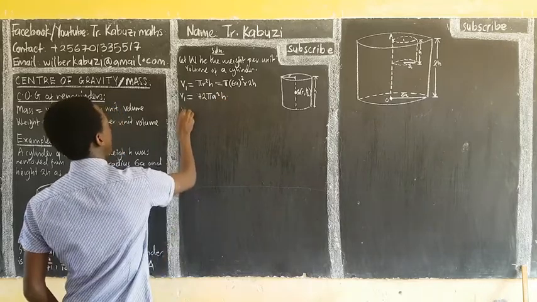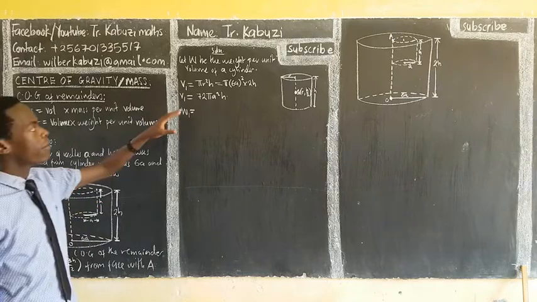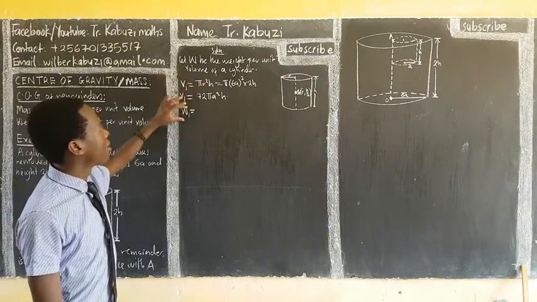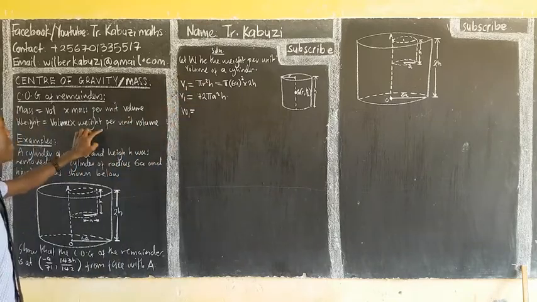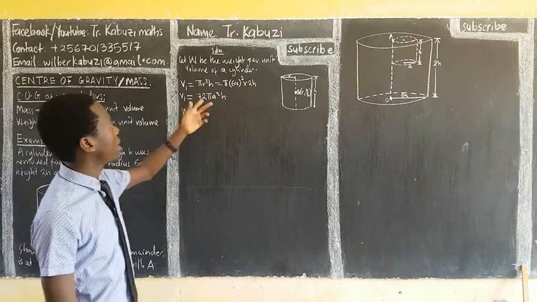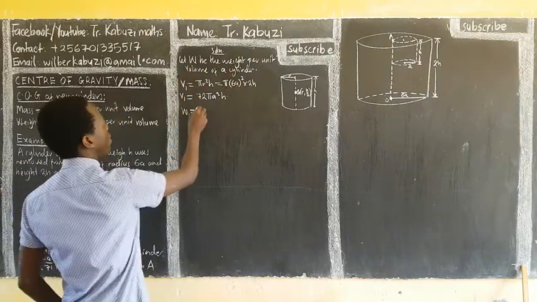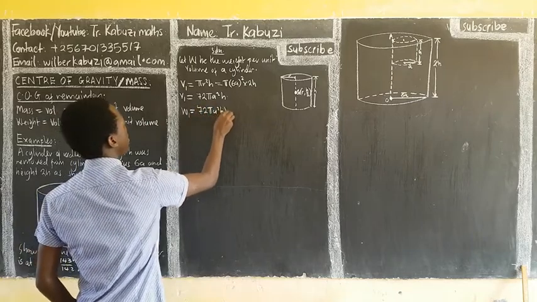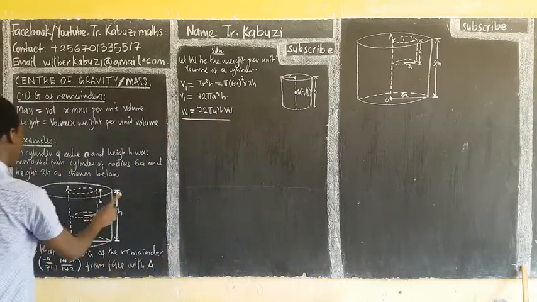Now, to get the weight in simple terms, you can straight away say the volume is this and the weight is this. To get the weight, we take the volume times the weight per unit volume, which is why I need it to be W. So the volume times the weight per unit volume gives the weight of the big cylinder.